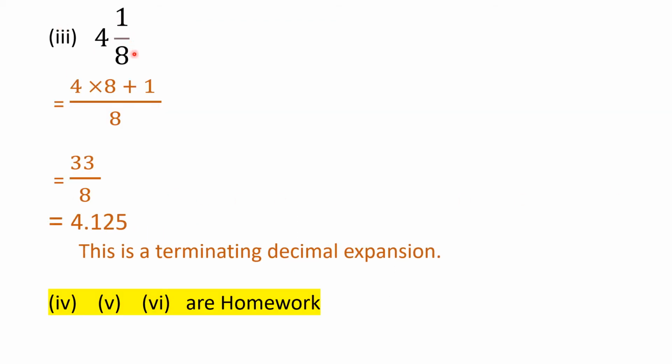Next is 4 1 by 8. As you can see, this type of fraction is called a mixed fraction, which you have learned about in class 7. If you do not know, please watch some video or ask someone and try to understand how a mixed fraction is converted into an improper fraction, right? This basic conversion you should all know. This is done in your lower classes. So now how do we convert it? First we multiply these two numbers and then we add it with this one, right? So 4 into 8 plus 1. 4 into 8 plus 1 is 32 plus 1, which is 33, right? Now 33 by 8 is 4.125 when you divide it.